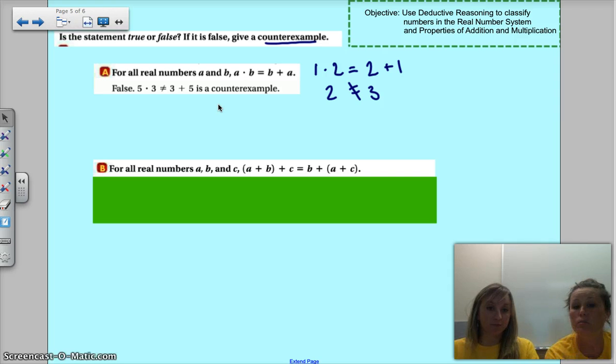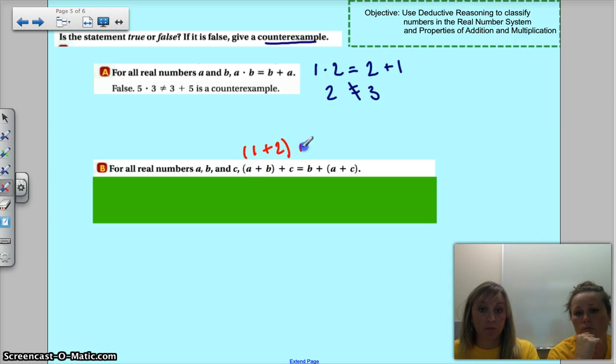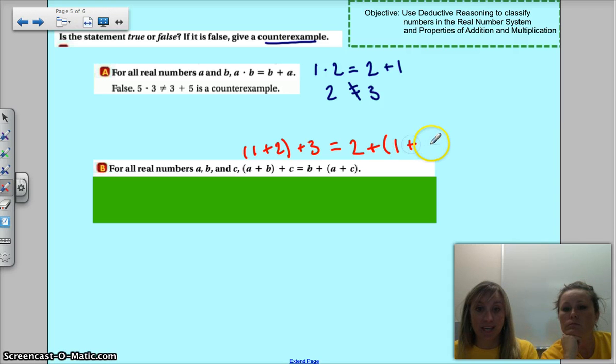All right, so number B, for all real numbers A, B, and C, the quantity of A plus B plus C is equal to B plus the quantity of A plus C. Wow, I'm so confused with all the letters. Okay, let's plug and chug. So we'll do 1 plus 2 plus 3 equals, what did I choose for B? You chose 2. Plus my A, 1, plus my C, 3.